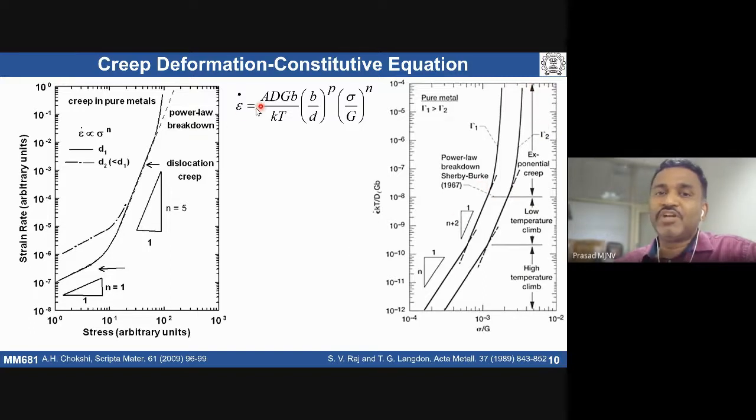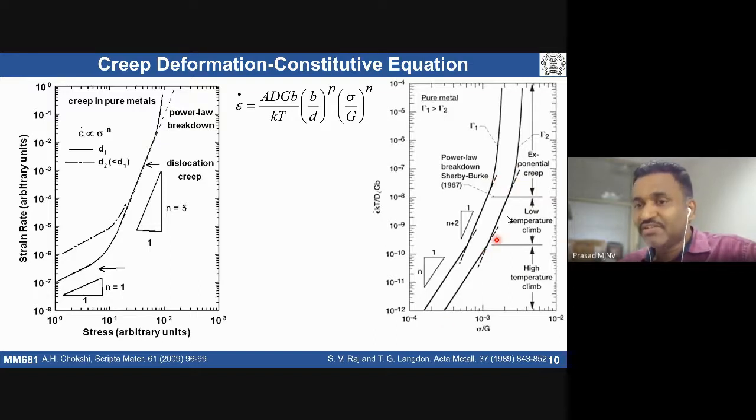Strain rate as a function of sigma to the power of n is typically a power law. Beyond a certain stress, we cannot use this equation. That is called power law breakdown. At these high stresses, we do not say it is creep deformation in the power law sense. It is simply called the exponential creep regime. As far as applications are concerned, we mostly consider stresses below this power law breakdown.